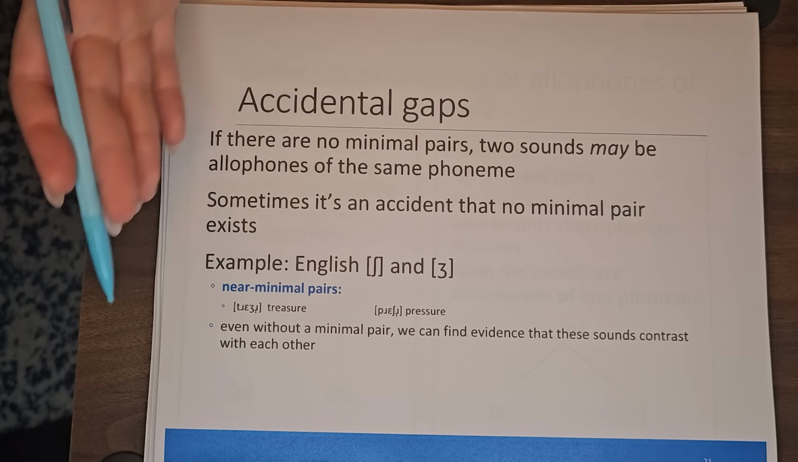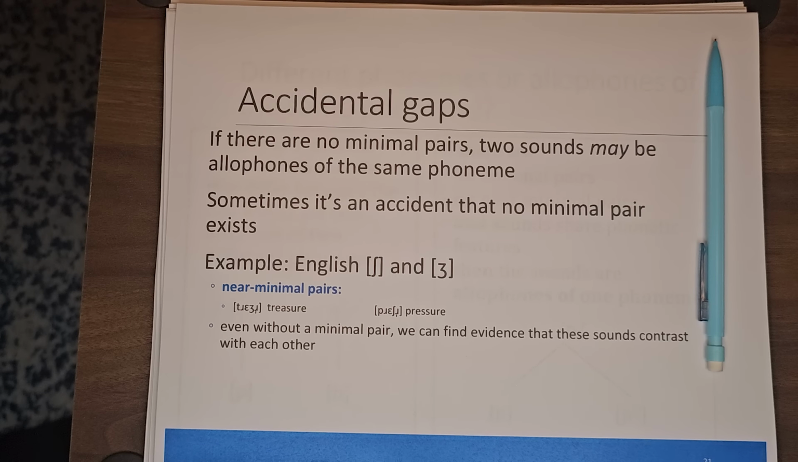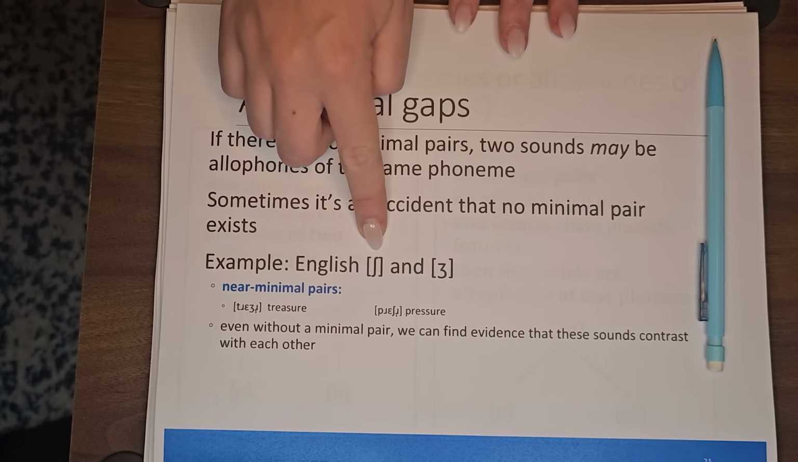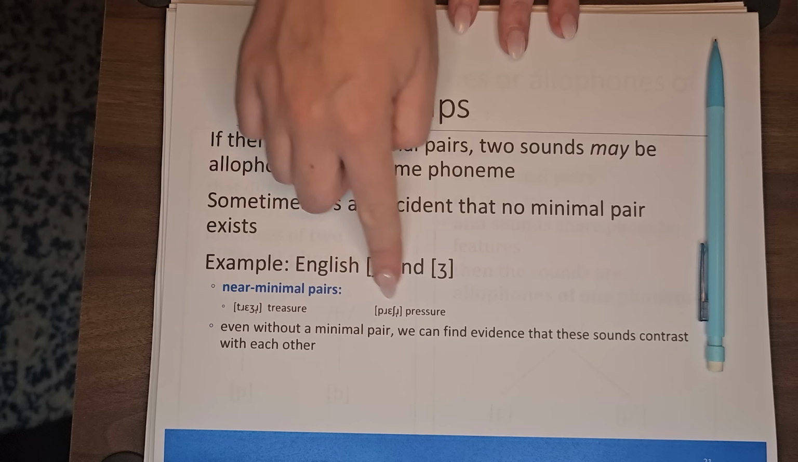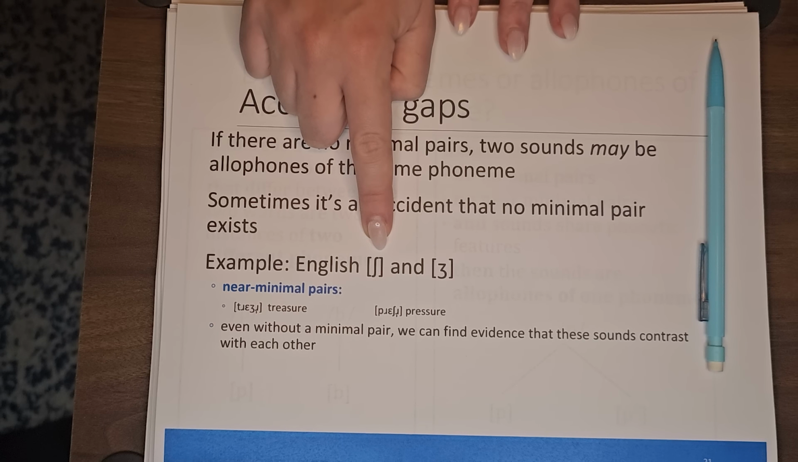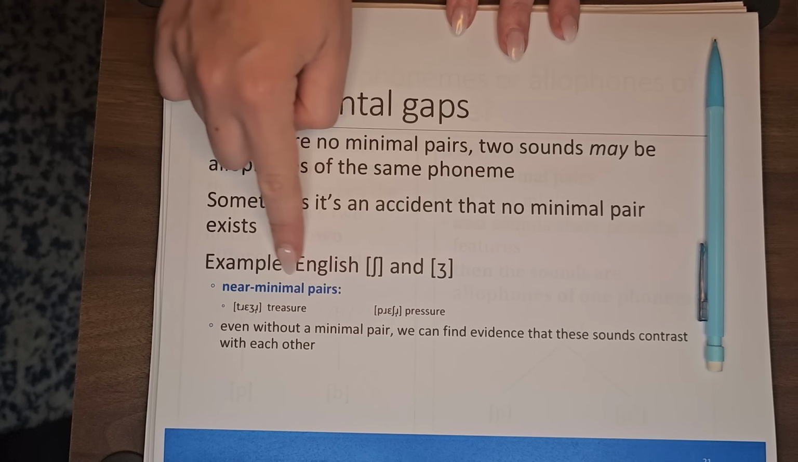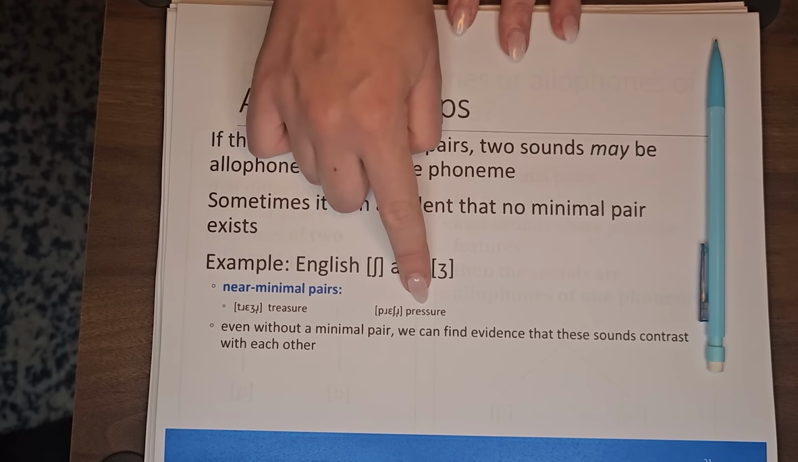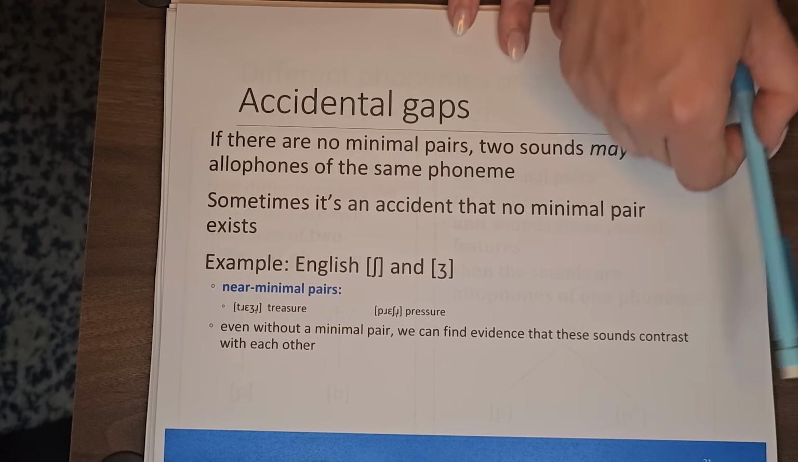There are a few gaps in the world's languages where we know that two sounds are different phonemes even though there are not minimal pairs because of just the word inventory. So for example, sh and zh in English are phonemic. They are considered to be different sounds, but there is no true minimal pair between sh and zh. However, there are near minimal pairs, like treasure and pressure, that can tell us that these two sounds are different phonemes.